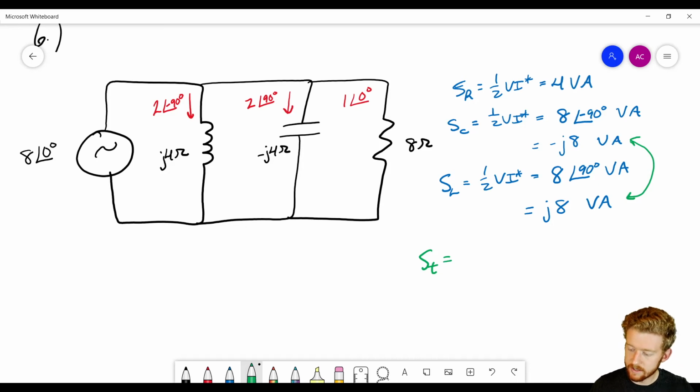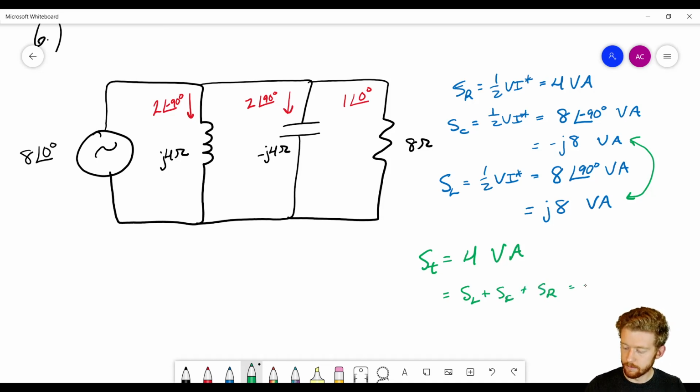So what we see is that the capacitor is consuming a negative reactive power. The inductor is consuming a positive reactive power. So overall, they just cancel each other out. Okay, because if we have a J8 plus minus J8, those two just cancel each other out, get rid of each other. So the only thing we're left with is 4 VA from that resistor. So I'm just going to make a note here. That's SL plus SC plus SR. Okay, and that's what's equal to 4 VA.